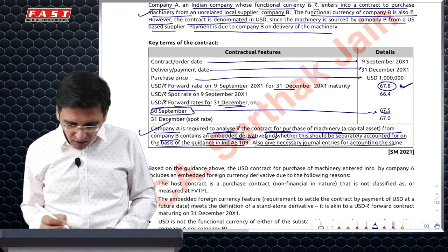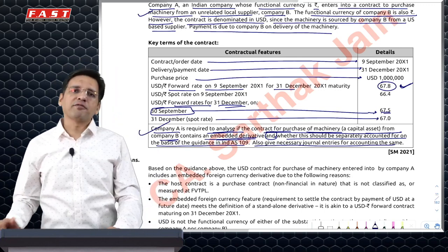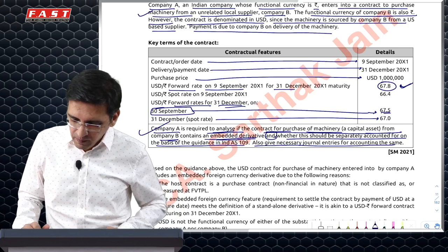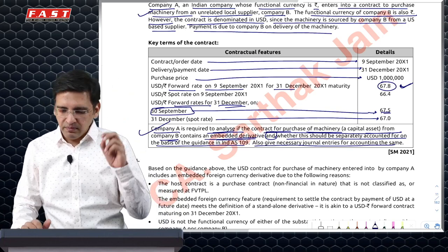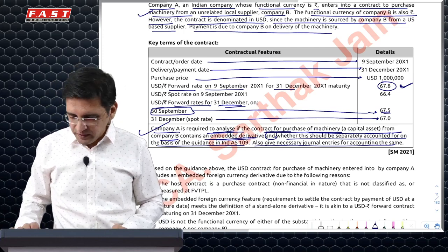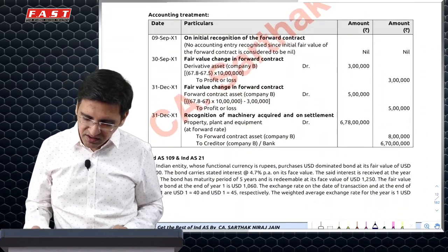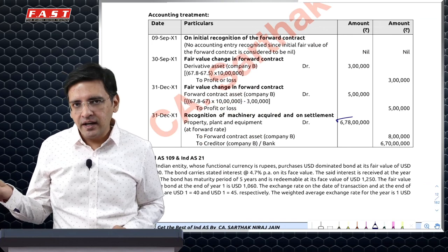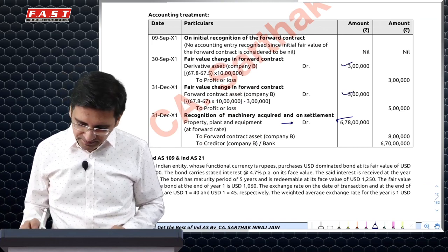Then finally, the spot rate on 31st December is given to be 67, which goes further down by 0.5. I'll further be making a gain of 0.5. So essentially, I'll be paying 67 million rupees, but my asset would be recorded at 67.8 million rupees. 8 lakh rupees gain is what I'll have to record. This is the way you'll have to do your entries. 678 is your asset value, and in total, your gain is 8 lakh rupees.